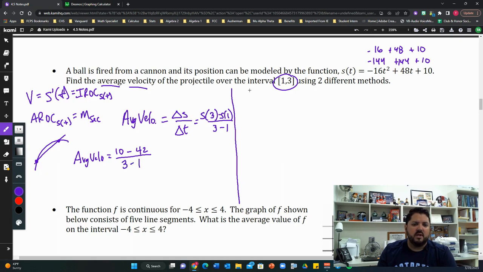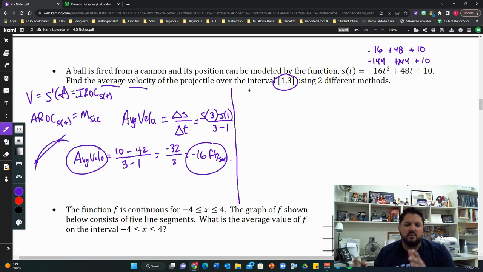And it took us 2 seconds, or from 3 to 1, to have those different positions. So we end up with negative 32 over 2, or negative 16 feet per second. So that is the average velocity during that interval. So on average, we're saying that the cannonball is traveling downwards 16 feet per second. That is not the instantaneous rate of change. To answer that, we would have to pick one value of x and use the velocity function. But in this case, all we're asking for is what is the average rate of change across the interval.